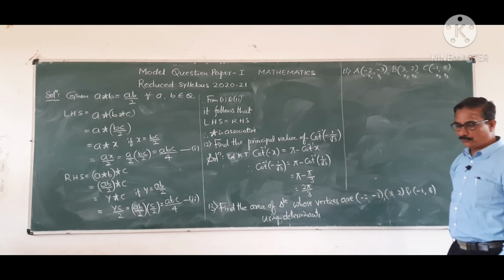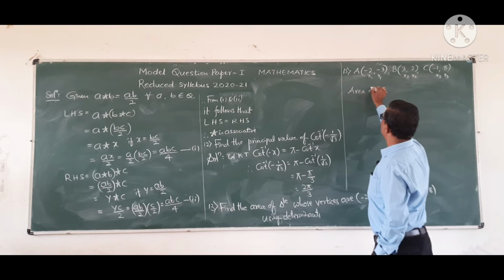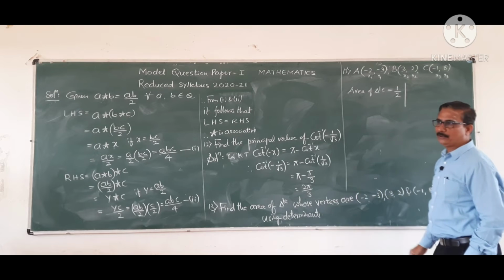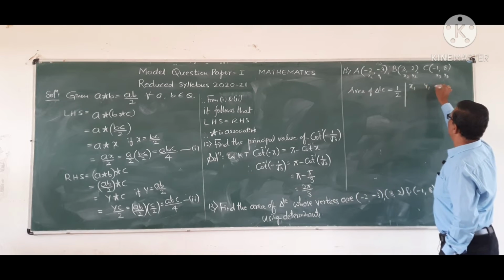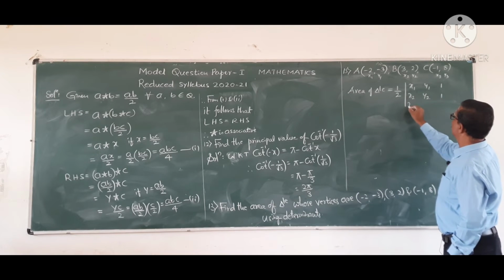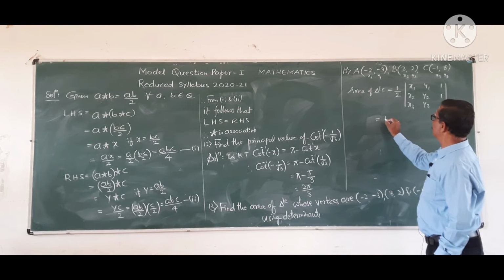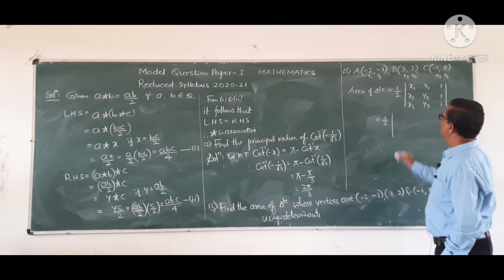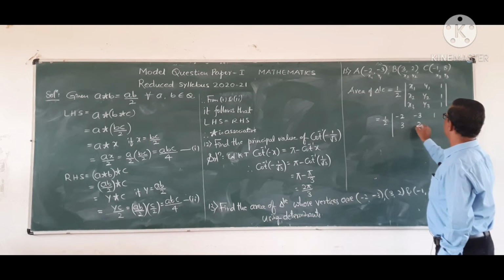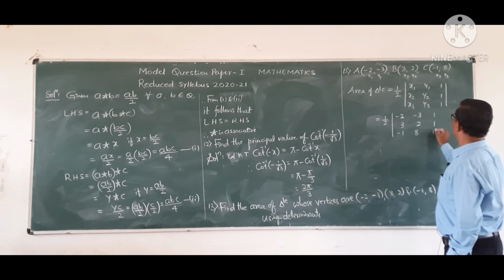Now the question is to find the area of triangle using the determinant. You know the formula. Area of triangle using the determinant is 1 by 2 into determinant. First row x1, y1, 1. Second row x2, y2, 1. Third row x3, y3, 1. That is equal to 1 by 2 determinant. X1 value minus 2, y1 is minus 3, 1. X2 value 3, y2 2, 1. X3 value minus 1, y3 is 8, 1.